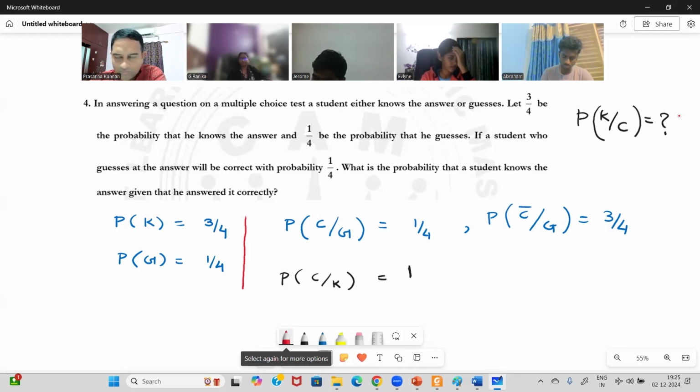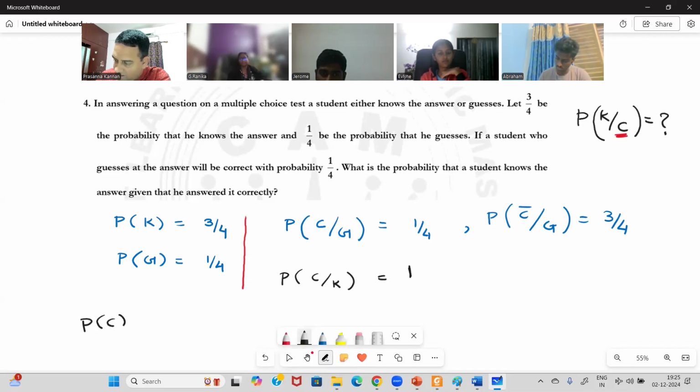We have to find P of C. Very good. So that's what we will find first. So for him to get the answer correct, what are the options available? What are the possibilities? P of K into P of C given K plus P of G into P of C given G. Excellent.